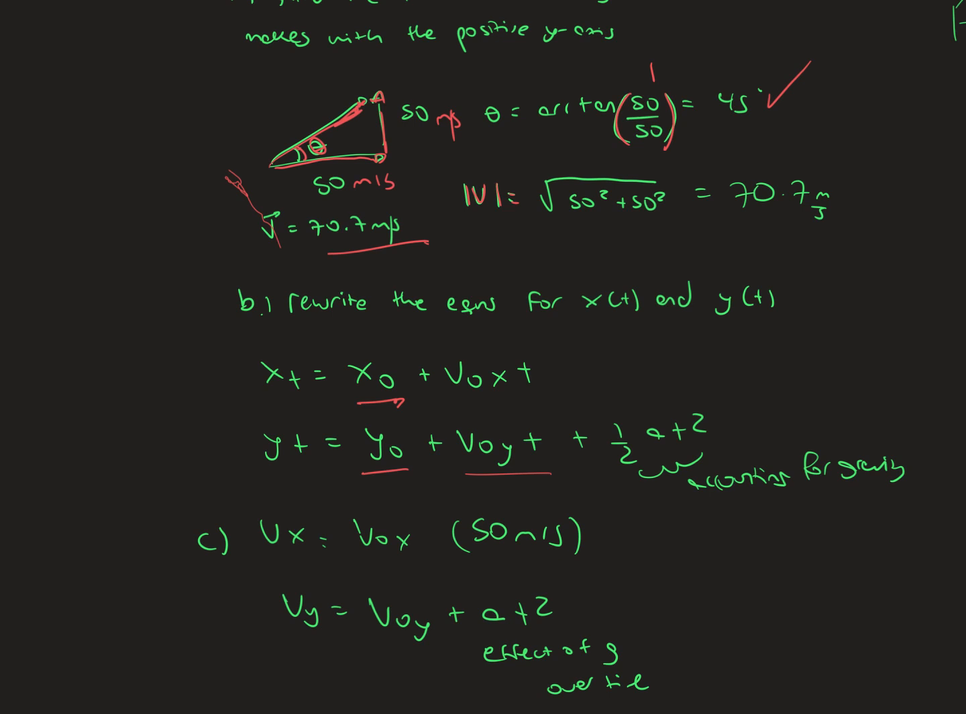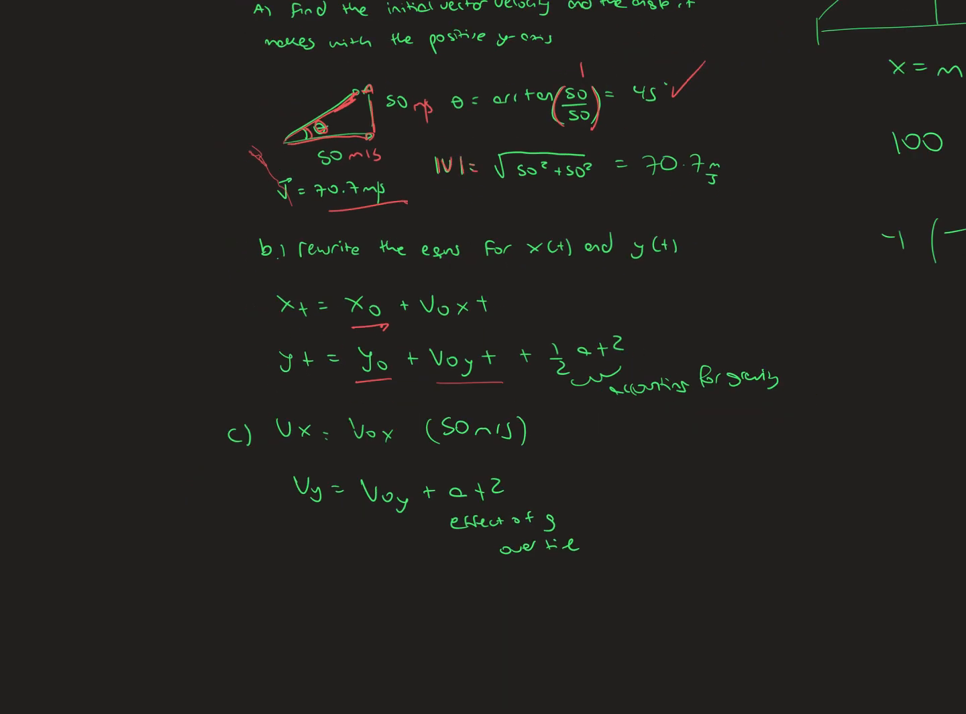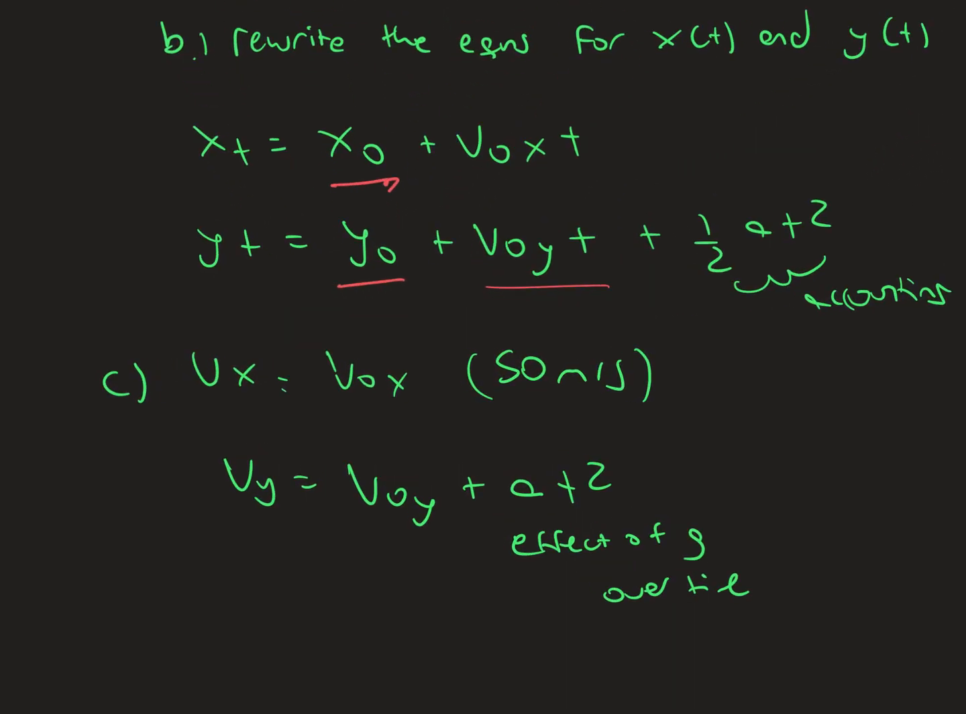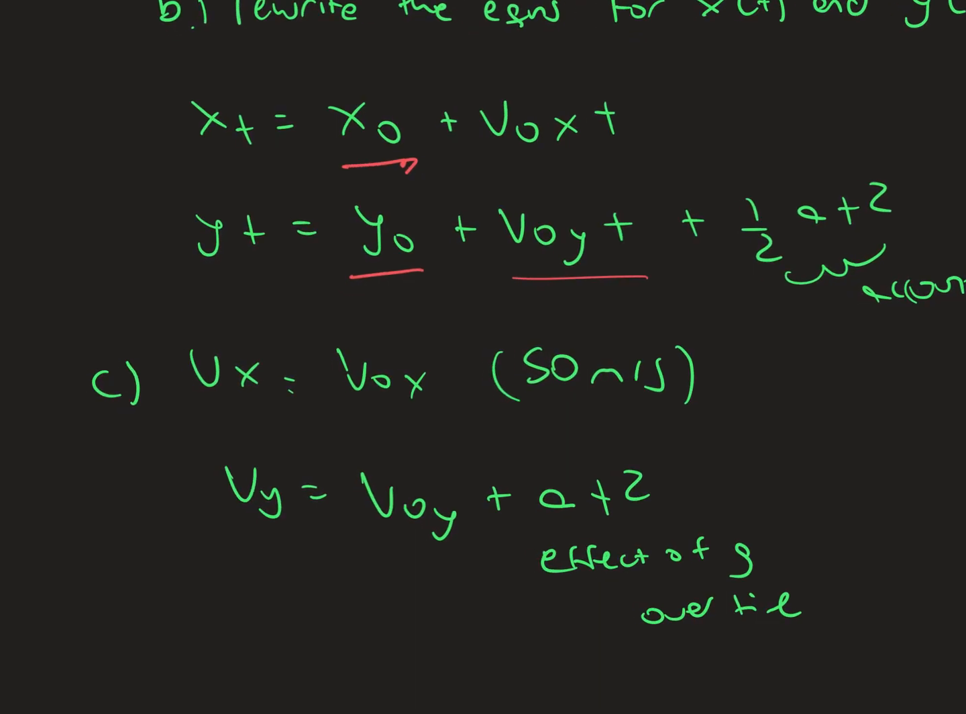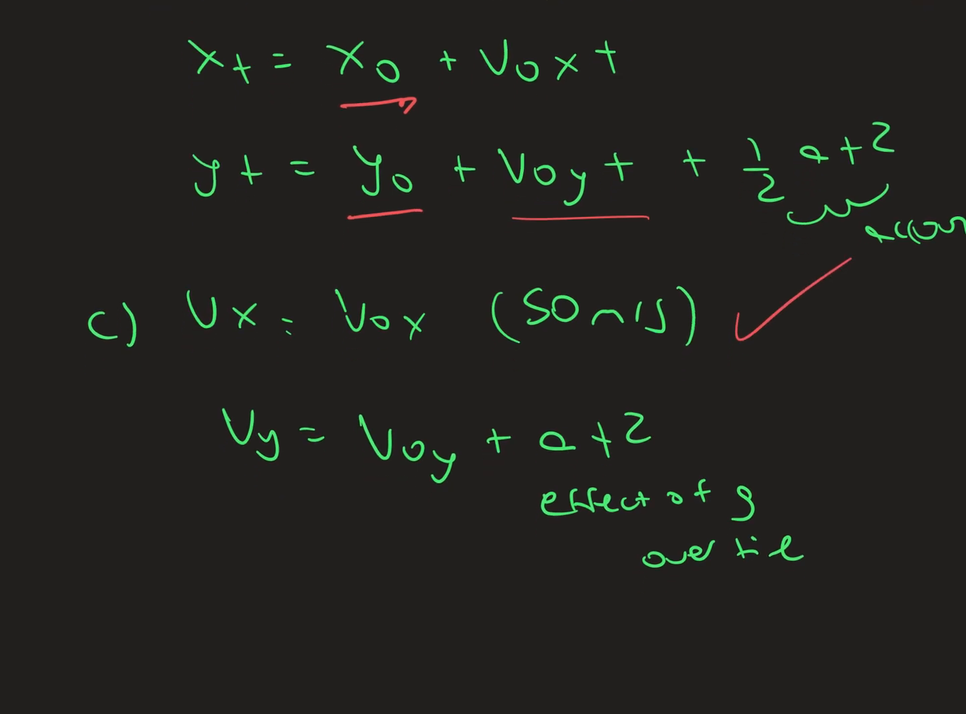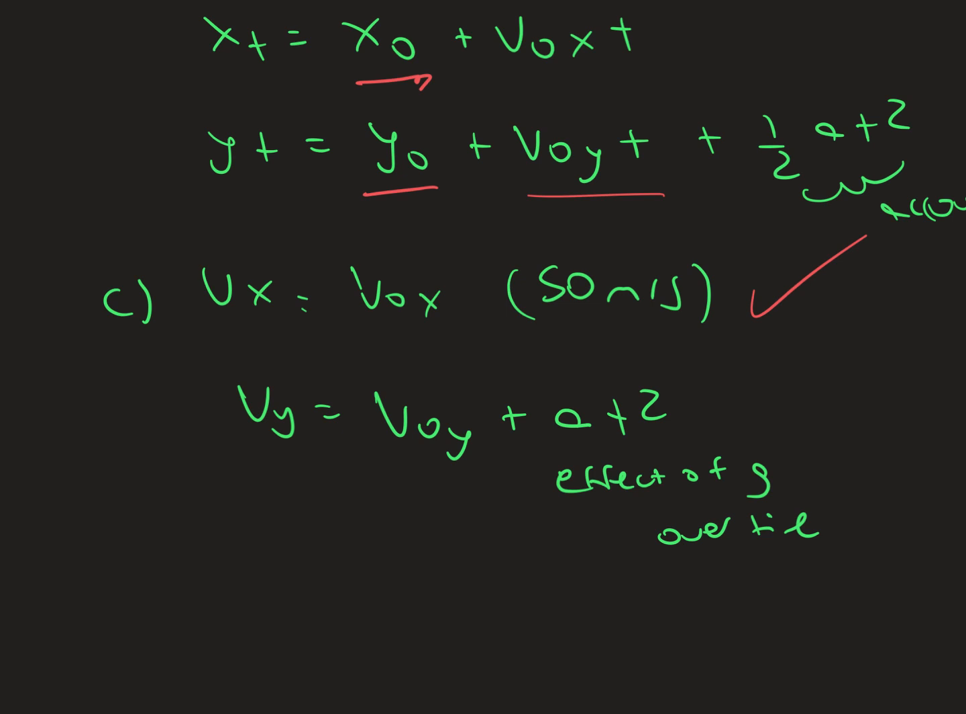In letter C, they're asking us to write equations for Vx and Vy, referring to the velocity. For v of x, we have the initial velocity of x, that's just the 50 meters per second. For v of y, it's the same thing, but we add the effect of gravity over time, in this case acceleration times time.